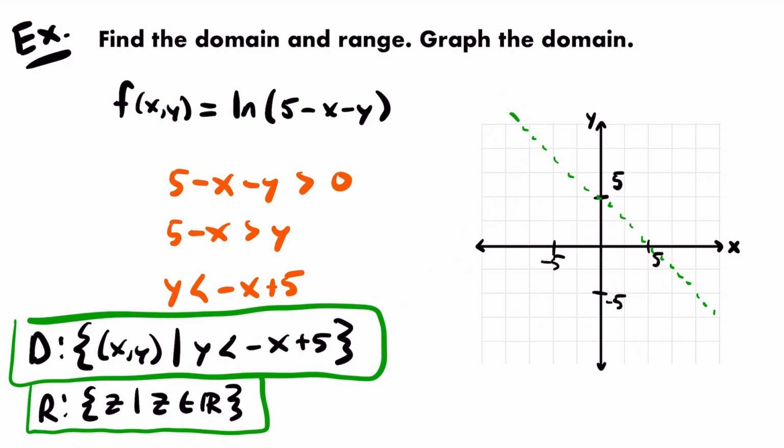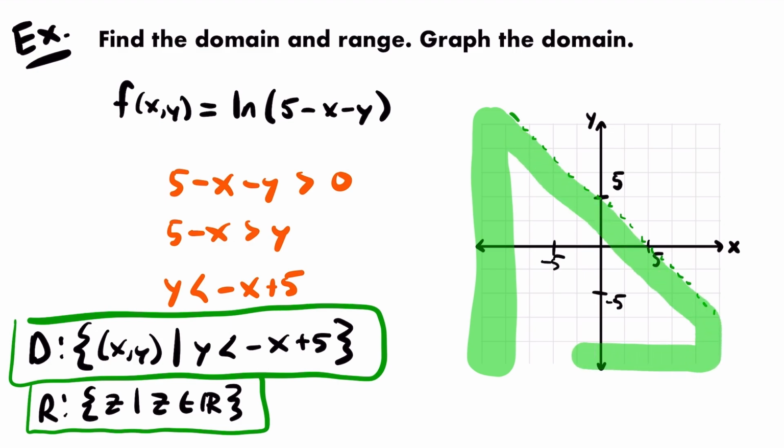So our domain would be all of the points below this line in the xy plane. So you want to shade in this region right here. Feel free to go right up to that dotted line because it is not included, right? The dotted line signifies that. So you can shade right up to it, and there you have it. This represents the domain of this multivariable function.